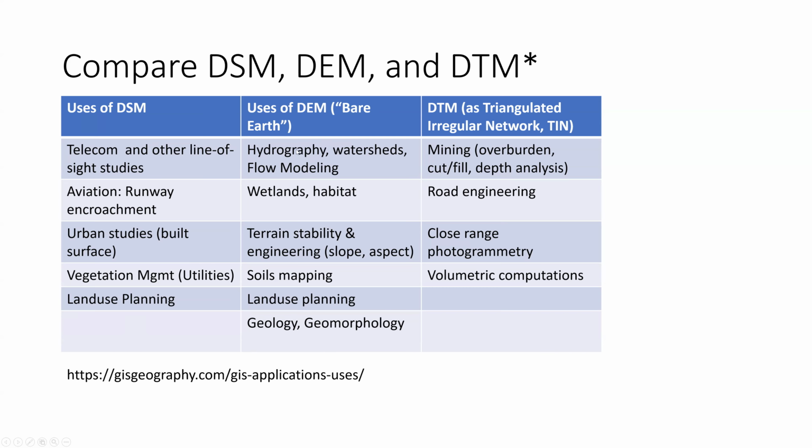The bare earth gets used in hydrography. So we're going to do a lab later this spring where we use LIDAR as a bare earth surface and then calculate where each droplet of water would have to flow based on that LIDAR. And from there, we can come up with rivers and watersheds. So hydrography and watersheds and flow modeling is a use of high precision elevation models that come from the bare earth of LIDAR. Wetlands habitat, terrain stability like landslides, soils, land use, geology, geomorphology, archaeology.